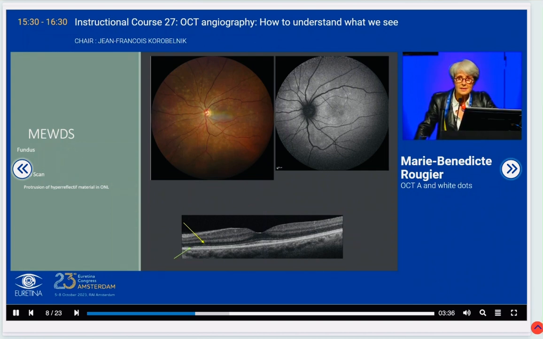So you can see and recognize a typical case of MEWDS on the fundus photography with the little yellowish spots spread on the retina, the hyperautofluorescence, and on the B-scan OCT, you can see the protrusion of hyperreflective material on the outer nuclear layer associated with some ellipsoid zone interruption.